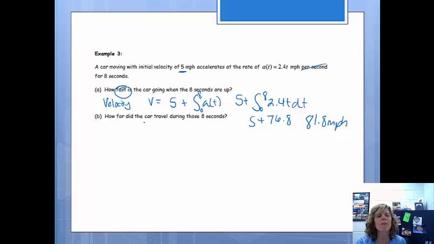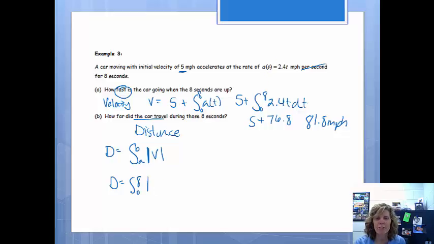Okay, part B, how far did the car travel during those 8 seconds? How far did the car travel talks about distance, and to get a distance traveled, we know that distance traveled is the integral from a to b of the absolute value of velocity. So we are going to go from 0 to 8 of the absolute value of velocity. And I don't have a velocity formula.